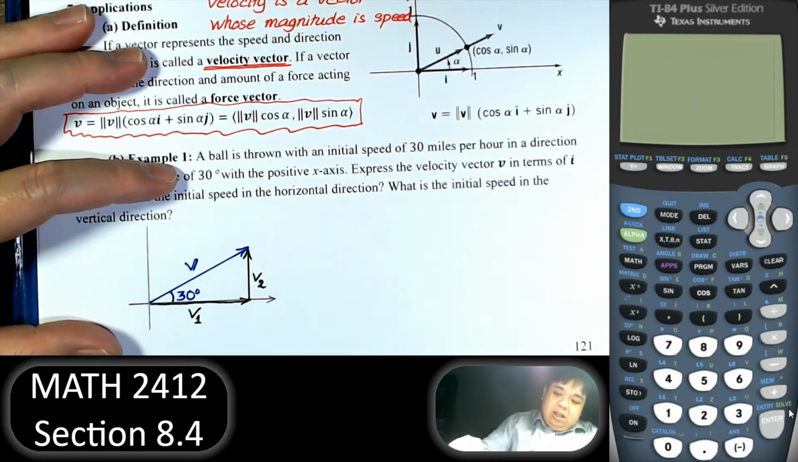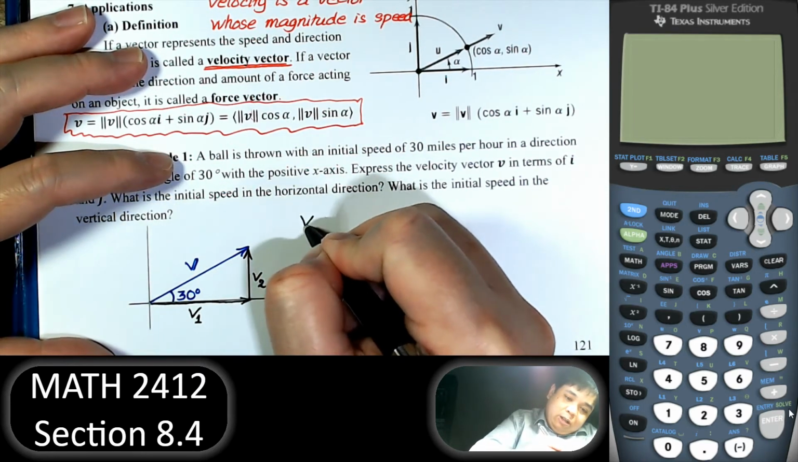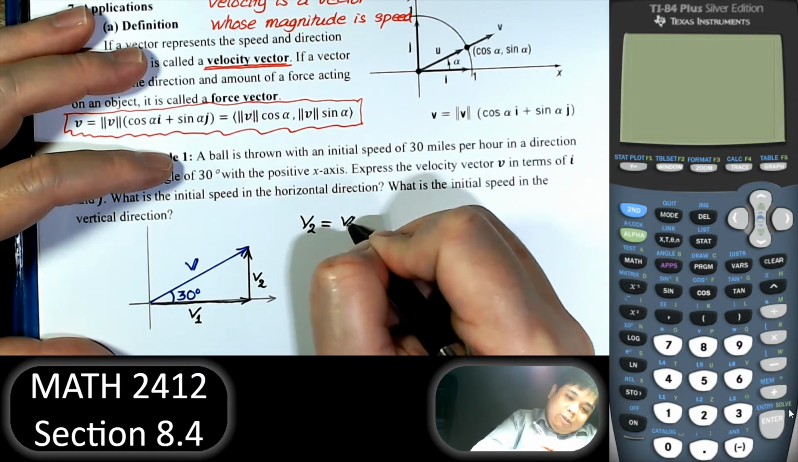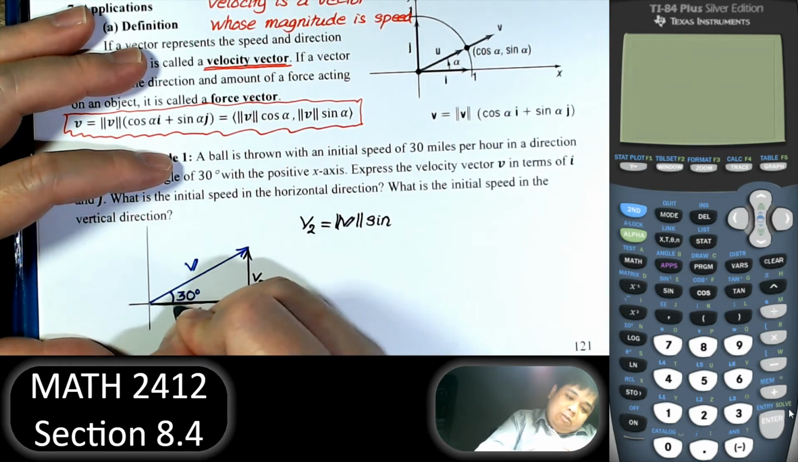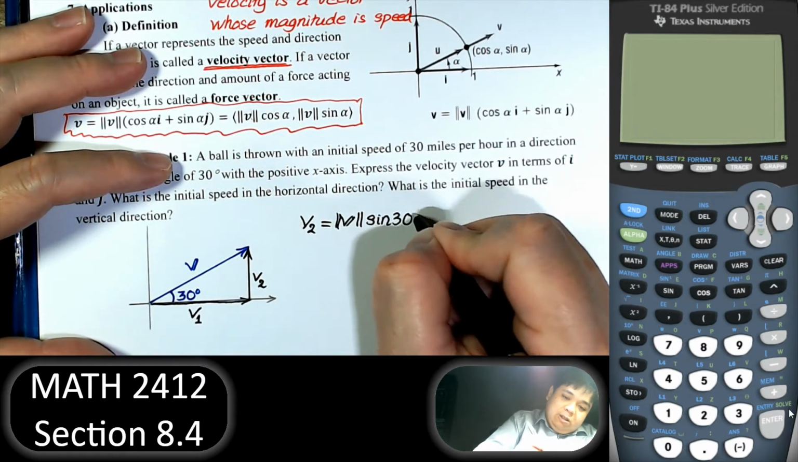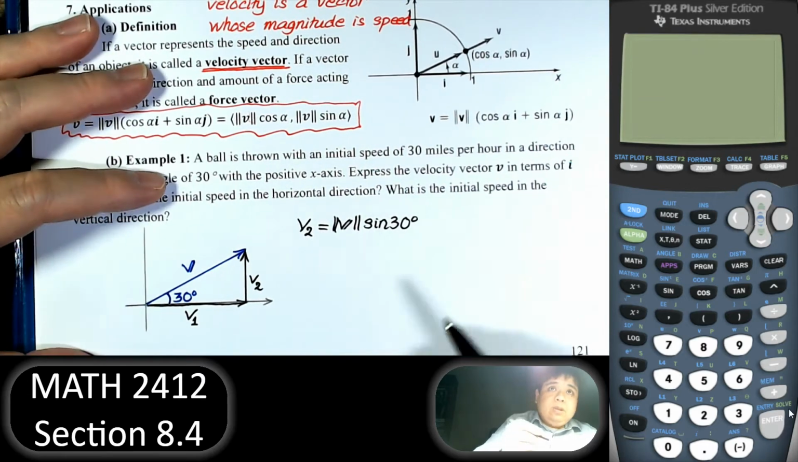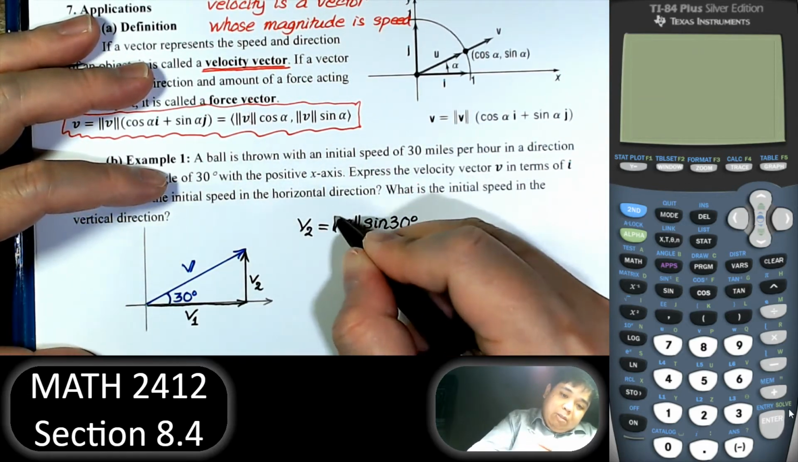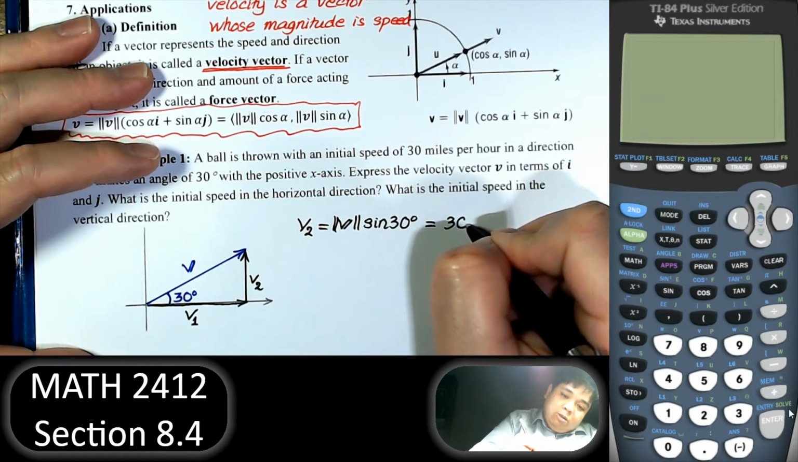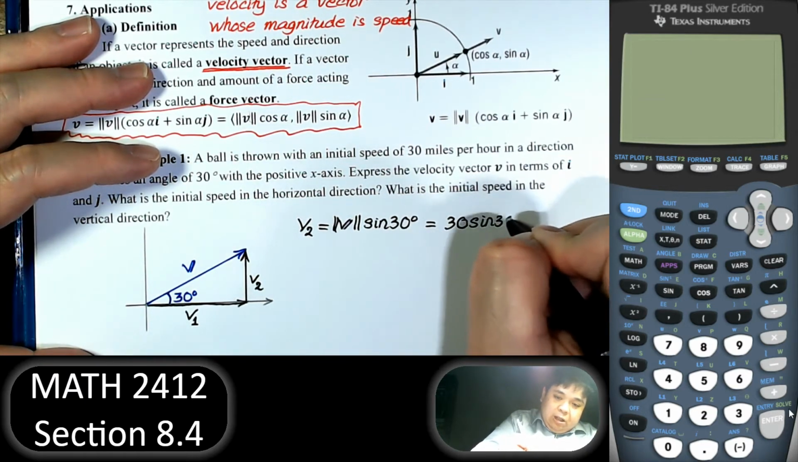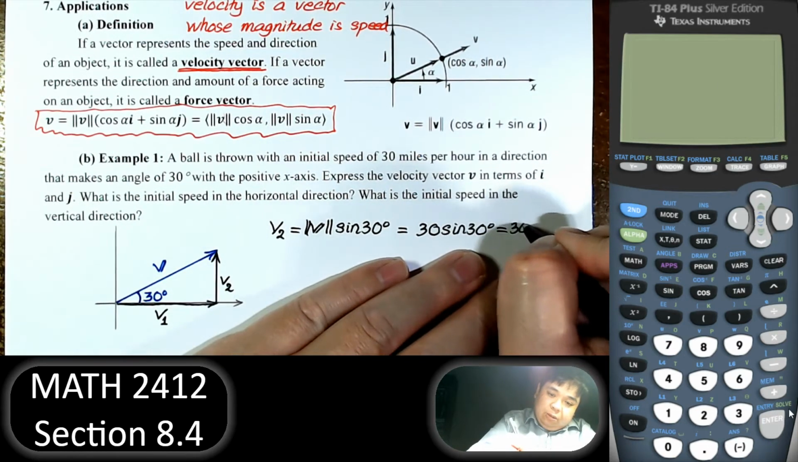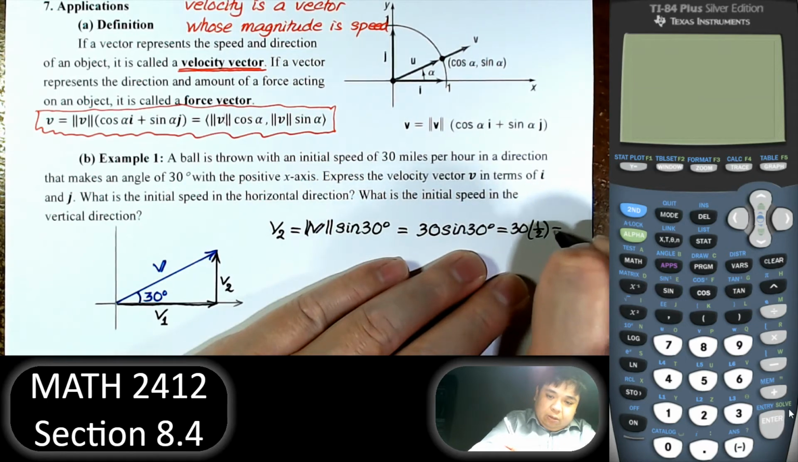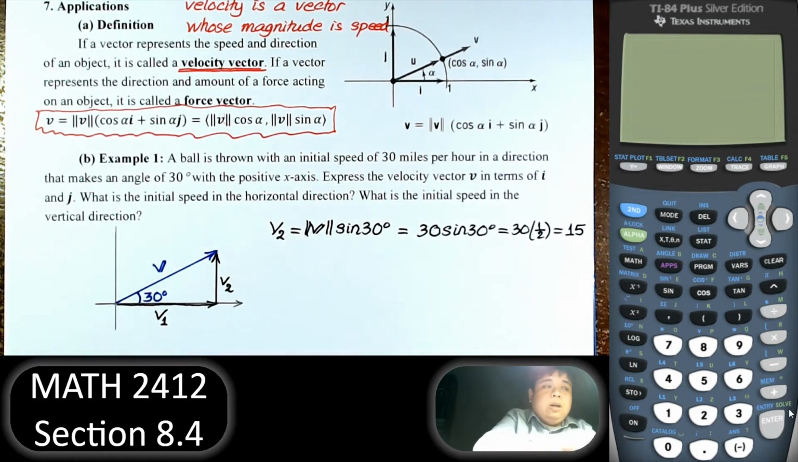The y component, of course, is y equals r sine theta. So same thing here: we have v2, the vertical component, equal to the magnitude of v times sine of the angle. So it has the magnitude of 30 miles per hour times sine of 30. Sine of 30 is 1/2. It is 15.